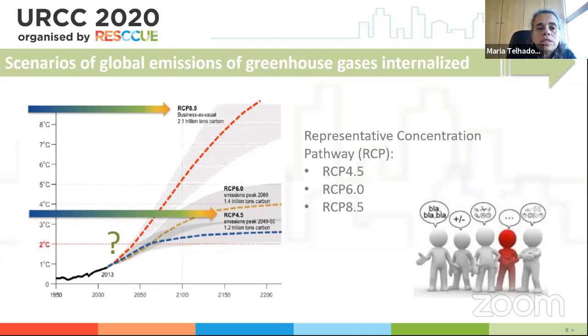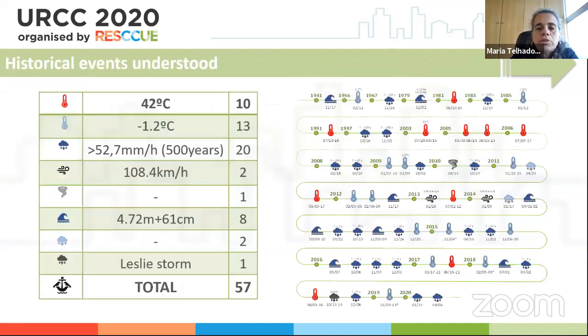Considering the future scenarios, we analyzed and assessed several global emissions of greenhouse gases, and we work considering RCP 4.5 and also the high emission RCP 8.5 to decrease the temperature.